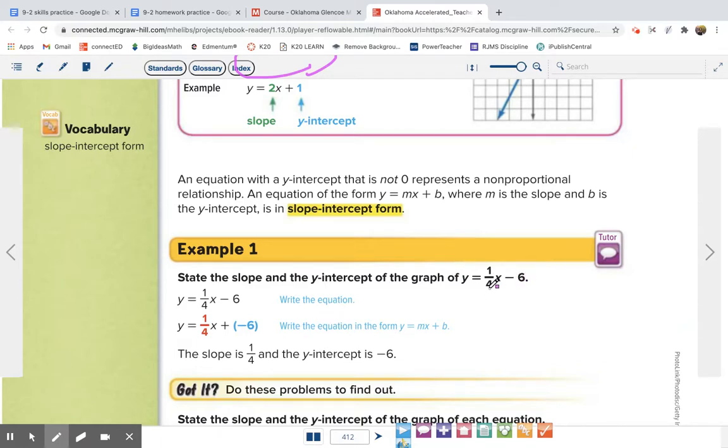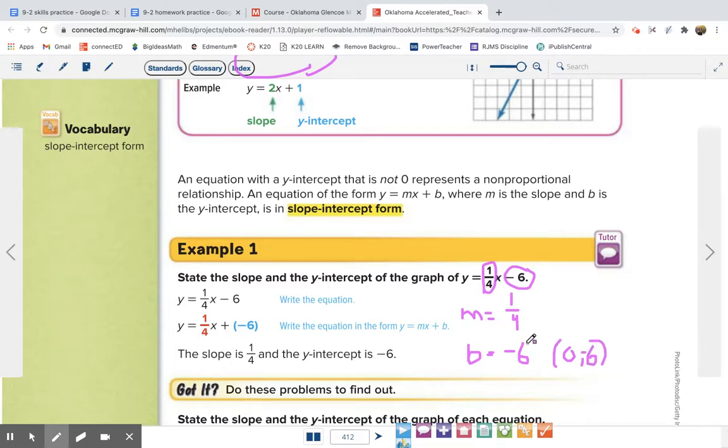So now we just look. M, that's what's right here in front of your x. So our slope on this one, we can just say m equals 1/4 for slope. That is your slope. So your y-intercept, and you can now just say b or y-int, is what's over here, -6. Now, your y-intercept, I want us to get used to writing it as a point. Remember, y-intercept is the point where it crosses your y-axis. So on your y-intercept, your x is always 0. So this is the point 0, -6.